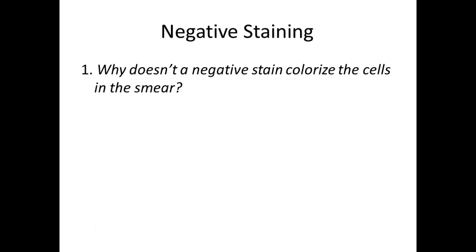So negative stains, we already answered this, right? Why don't we colorize the cells? When we do negative staining, what type of dye are we using? Acidic dye, which has what charge? Negative, and the cells are negative, so they repel each other.